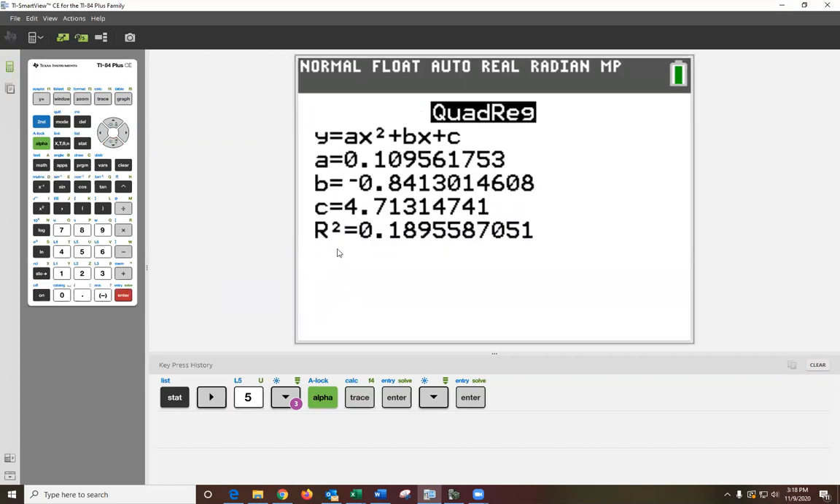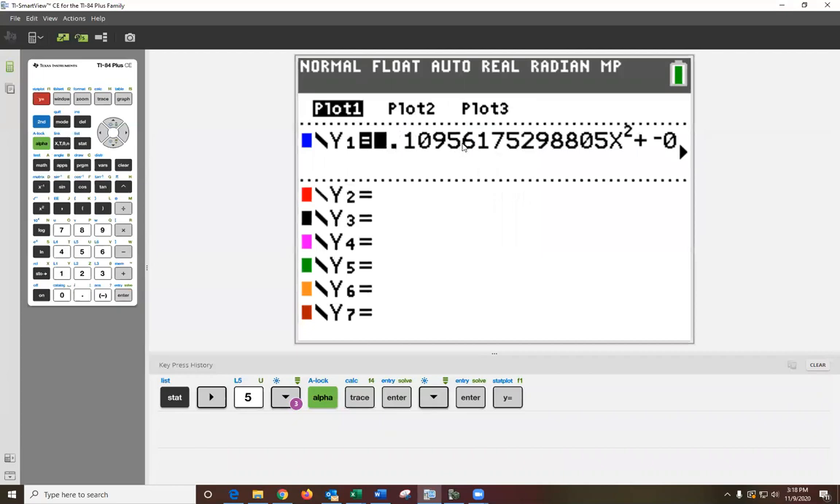Okay. Well, the r squared is definitely closer to 0 than 1. So I just made up those points. I didn't know if they'd be a good fit, or if a parabola would be a good fit. Apparently, it's not a good fit. But there's the function, y equals 0.11x squared minus 0.84x plus 4.71, if I round it off to 2 decimal places. Because I did the alpha trace thing, if I go to y equals, there's the function.